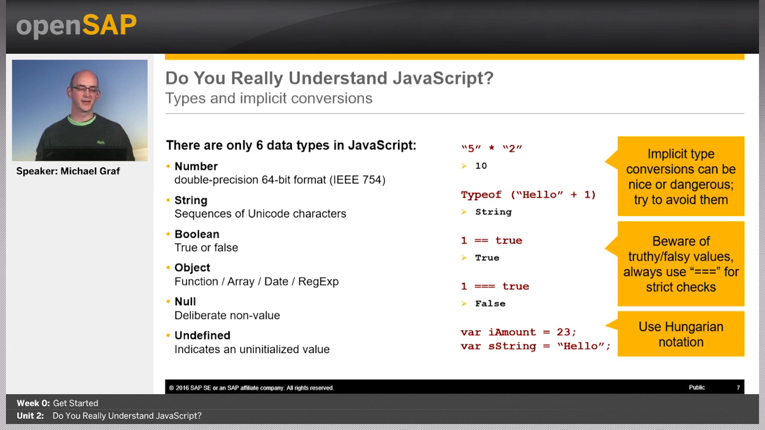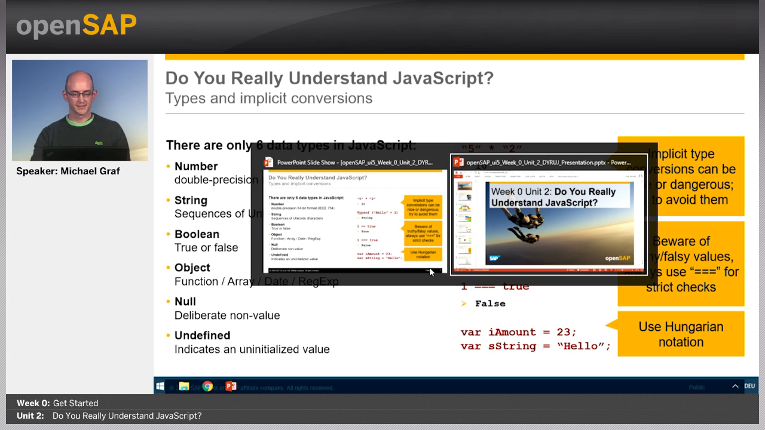Okay, let's start with something easy. So we want to have a look at some type examples and the implicit conversion system that is part of JavaScript. JavaScript as a language only knows 6 base types, which are number, string, boolean, object, null, and undefined. And it's a weakly typed language and does implicit type conversions at runtime. Here are some examples on the right, but I want to show you this in real life.